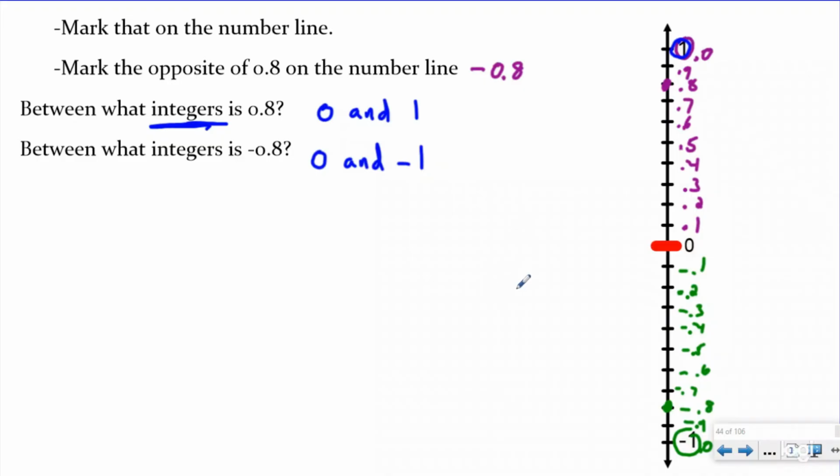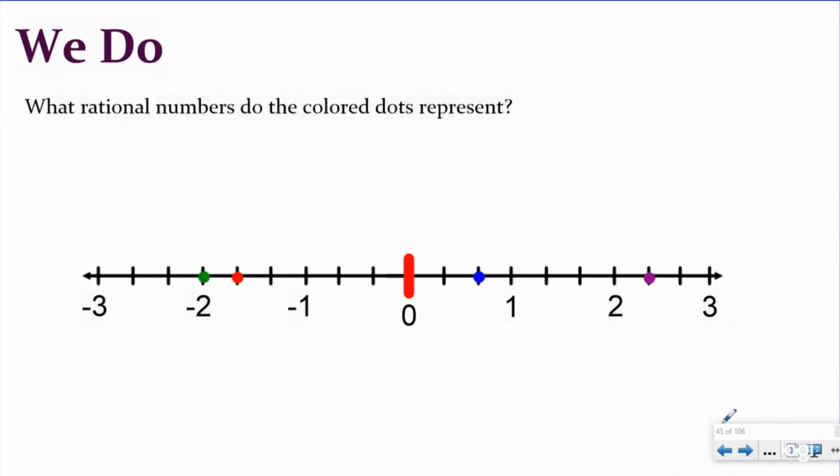Let's take a look at a we do problem. For the we do problem, you should be doing this in your notes. If you don't have your notes, you can look at the description of the video and find a link to notes that you can either write online or print off and take your notes with us. So it says, what rational numbers do the colored dots represent? So I'm gonna get my colored dots here. I'm gonna have blue equals, I'll have green equals, purple equals, there we go, and red equals.